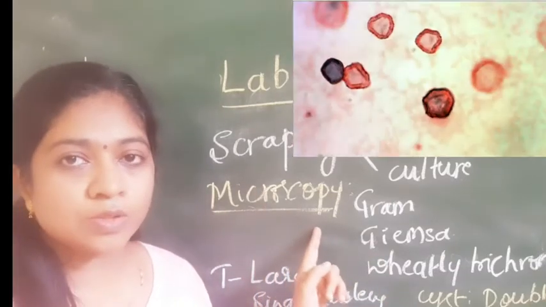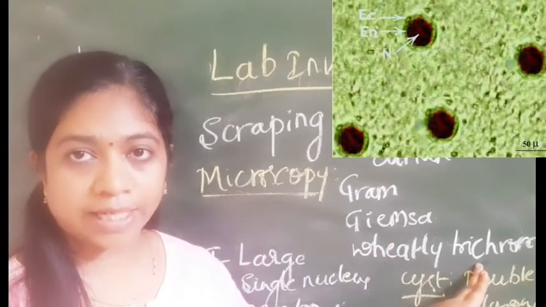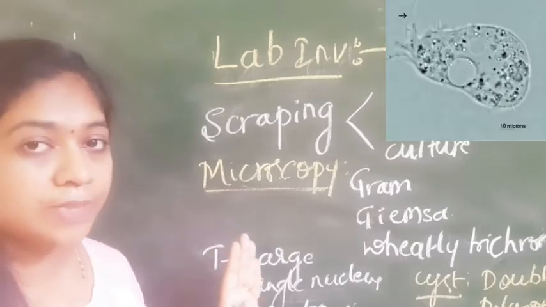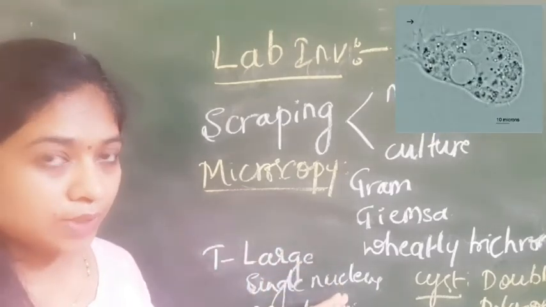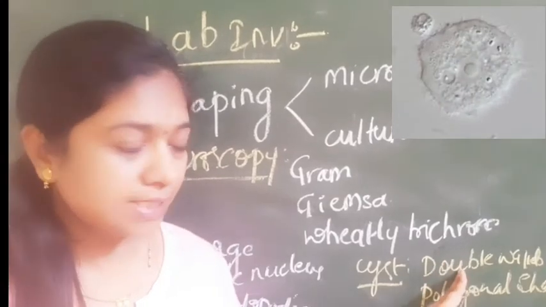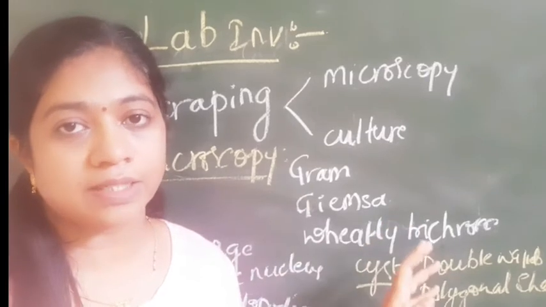When you are doing the microscopy, you can use either Gram staining, Jones stain, or the Wheatley trichrome stain. When you examine under these stains, the trophozoite will be seen as a large single nucleus organism with pseudopodia. But when the cyst is seen, it is seen as a double-walled cyst with the inner cyst having a polygonal shape. So this is what you observe under the microscope.